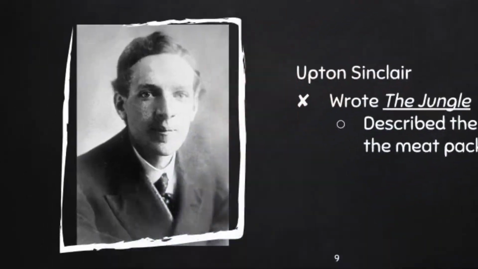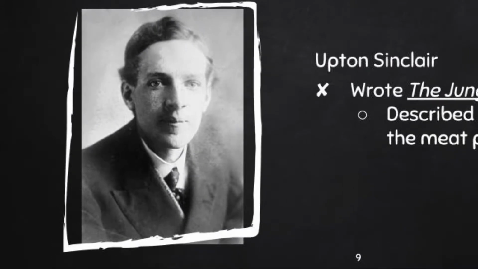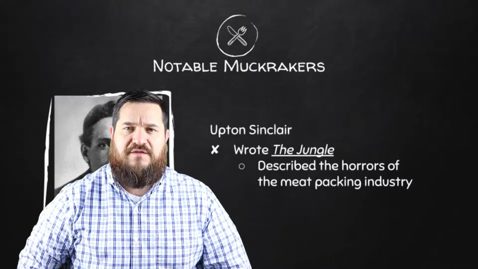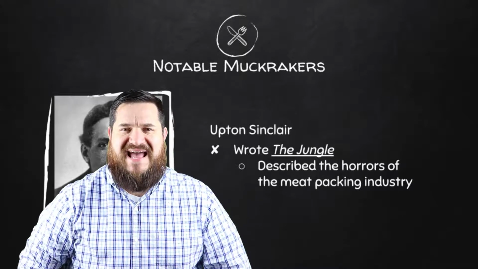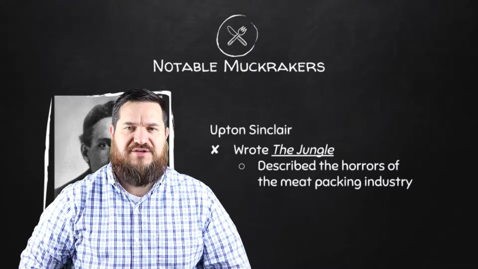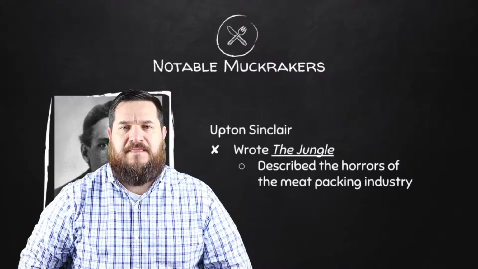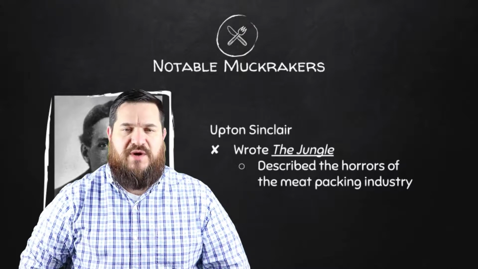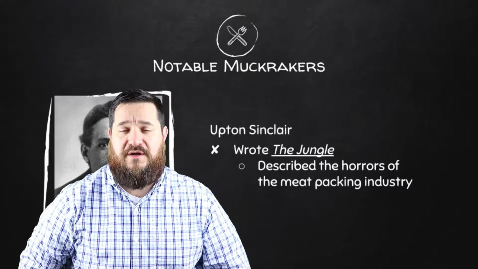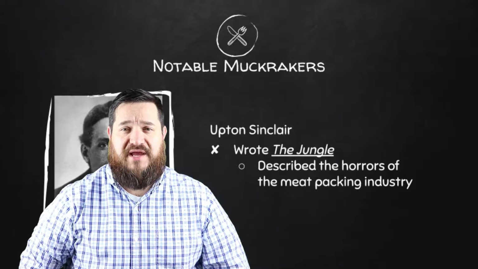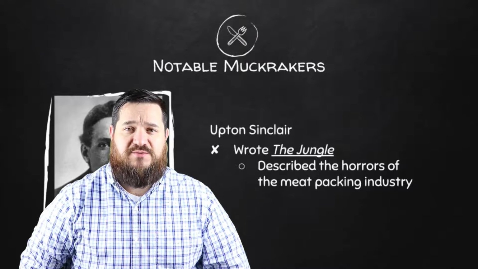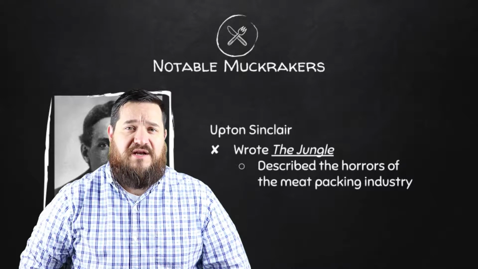Probably one of the most well-known muckrakers was an author named Upton Sinclair. Upton Sinclair came to fame by writing a book called The Jungle. The Jungle described some of the nasty things that were happening in the meatpacking industry, where most of the food supply was coming from at the time. What Sinclair did was he went undercover and actually went to work at some of these meatpacking plants, and he used his experiences as a worker to write his book.